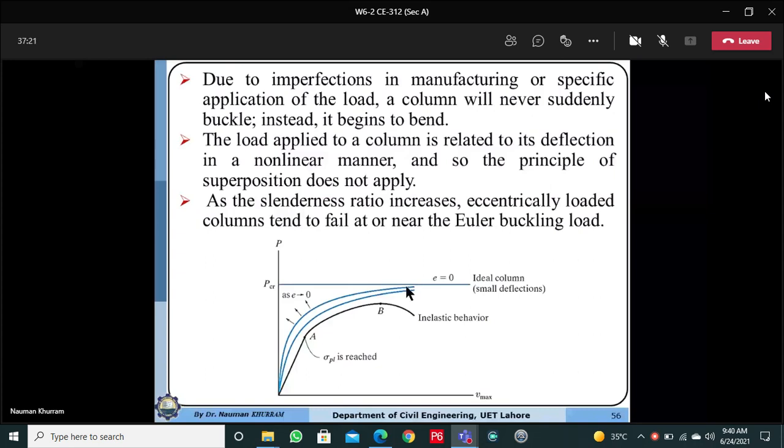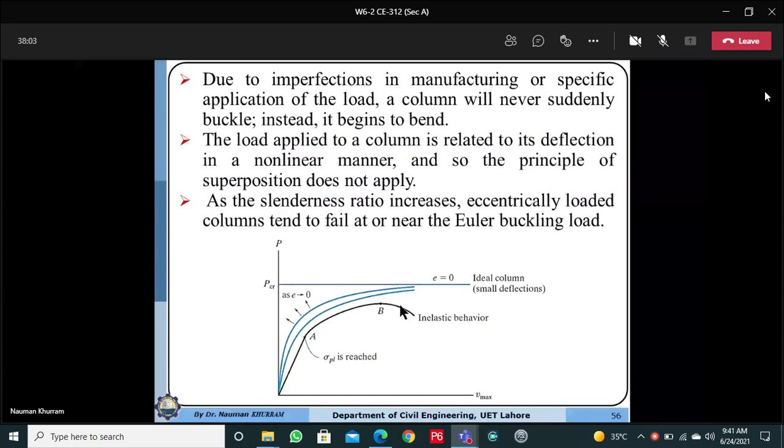So with the increase of eccentricity, the lateral deflection will be more, but P critical will be less. So if the eccentricity is more, the column will be elastic up to a certain value, and after that, when we increase the load, the column will buckle non-linearly, or it will show inelastic behavior. Inelastic means that at some portion of the column, the stress will be more than the yield value before the final buckling occurs.